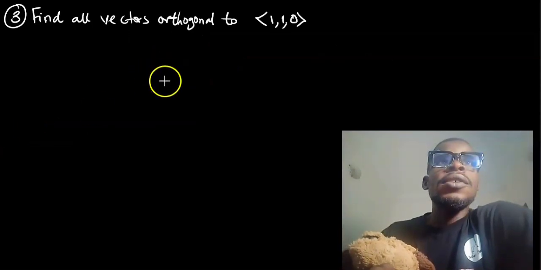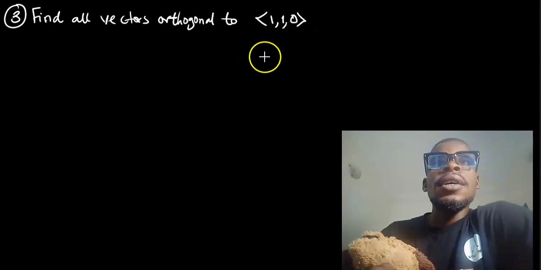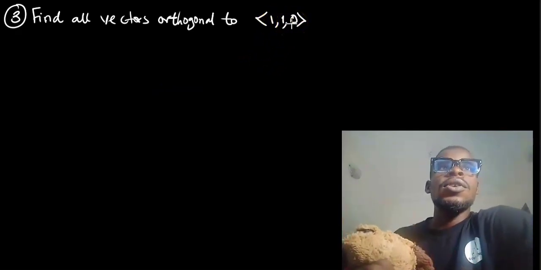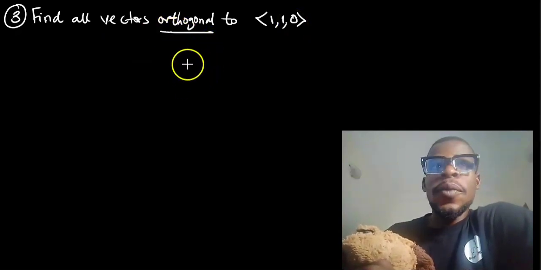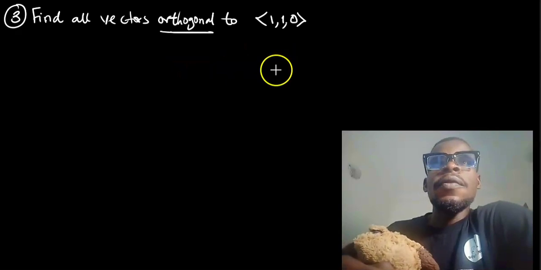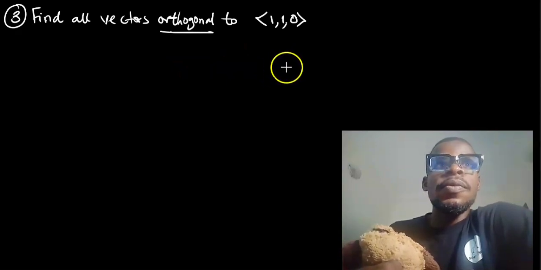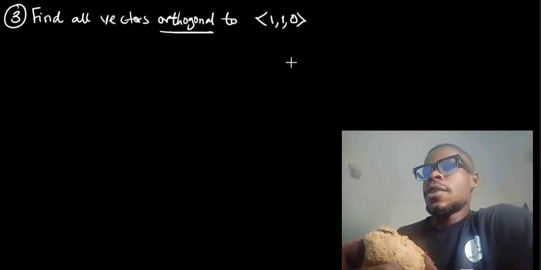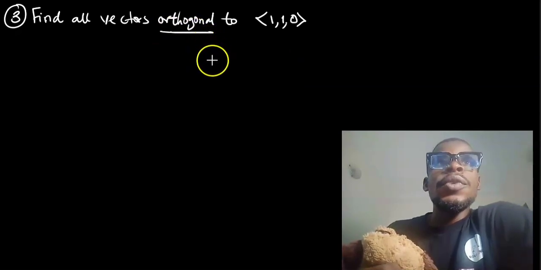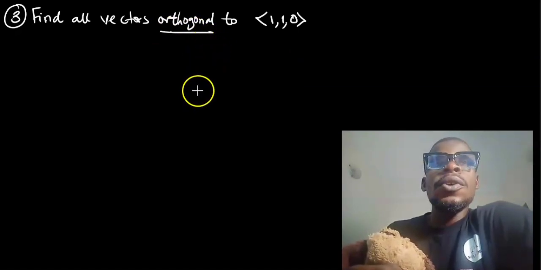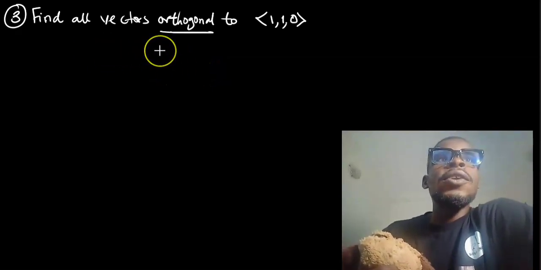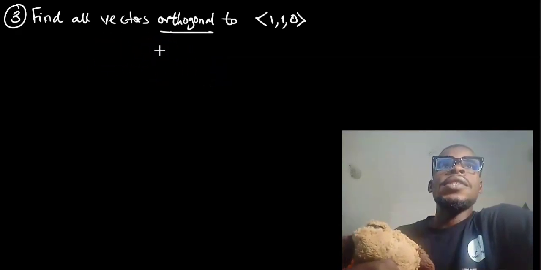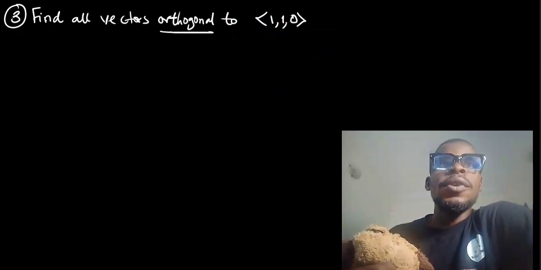We want to find all vectors orthogonal to this vector containing entries 1, 1, 0. So what's orthogonal? Well, this is just a generalized form of perpendicular. If you have vectors in R2, you could easily say those vectors are perpendicular. But in R3 or higher dimension, we use orthogonal, so it's a more general term which would include planes as well. All right, great. So find all vectors orthogonal to a vector given by 1, 1, 0.